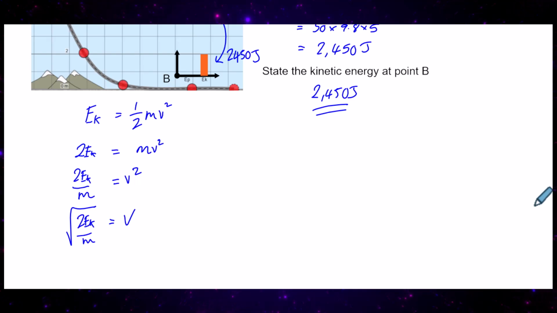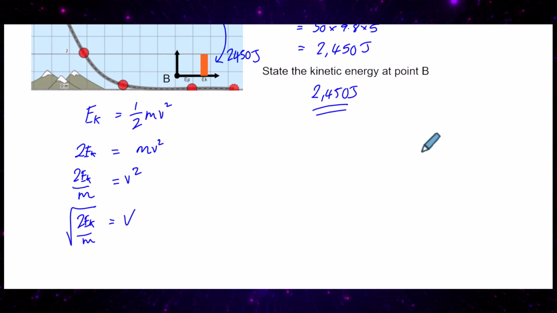So if we know the gravitational potential energy at a certain point, then when the skateboarder gets down to the bottom, we know that gravitational potential energy has become the kinetic energy. And therefore we can plug the kinetic energy into the formula and find the skateboarder's speed. So let's do that now then.